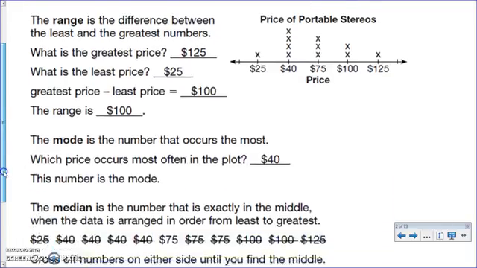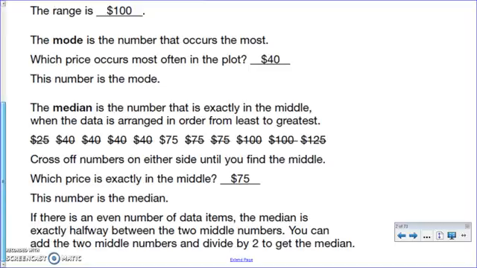The median is the number that is exactly in the middle when the data is arranged in order from least to greatest. You have to put it in order before you can find out the median. So here they took all the X's, turned them into numbers, and lined them up from least to greatest. So you cross off numbers on either side until you find the middle. So you cross off the 25 and the 125. Then a 40 and a 100, another 40 and a 100, a 40 and a 75, another 40 and 75, and then we're left with exactly one number in the middle. So the median for this set of data is $75.